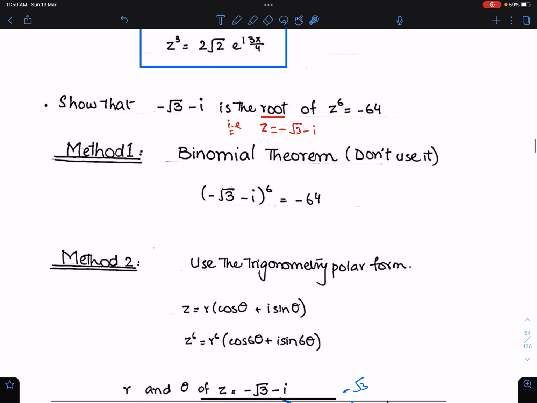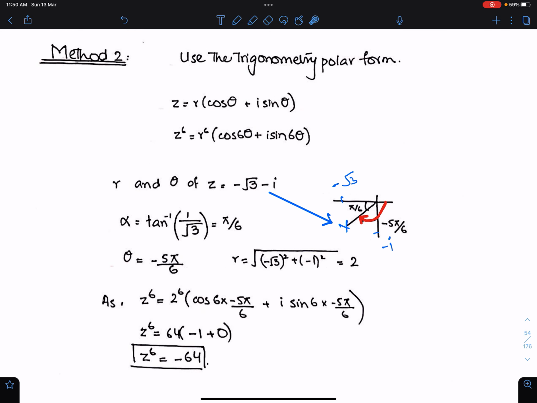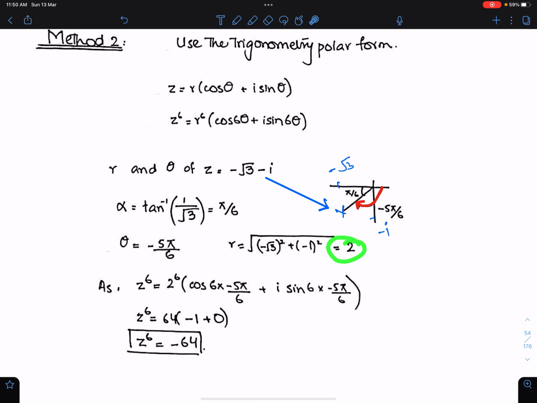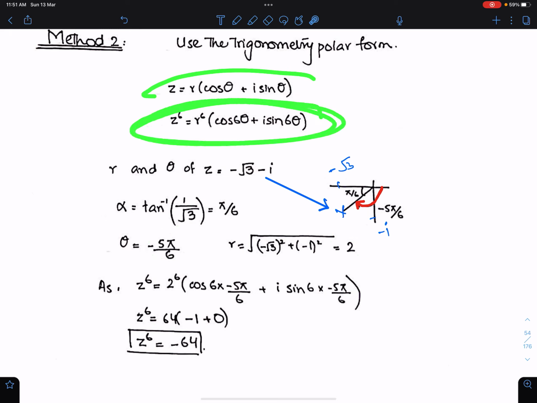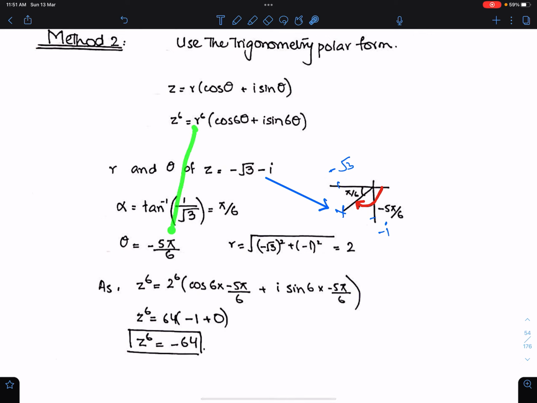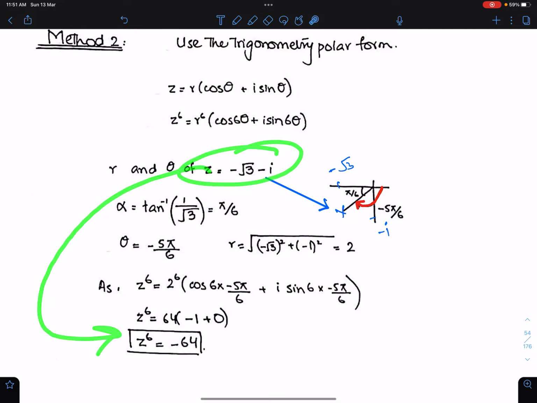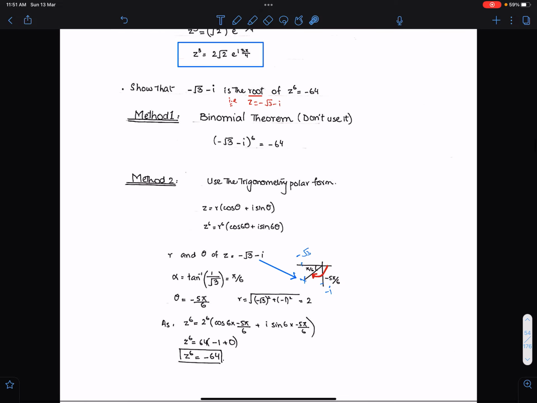So first we need to find modulus and argument of this complex number. The modulus and argument of this complex number is 2 and minus 5 pi by 6. Now we have to substitute 2 and minus 5 pi by 6 into this equation, this one, z power 6. So this will become 2 power 6, and 6 times minus 5 pi by 6. Hence shown that this is the root of this equation. This method is very simple and short.